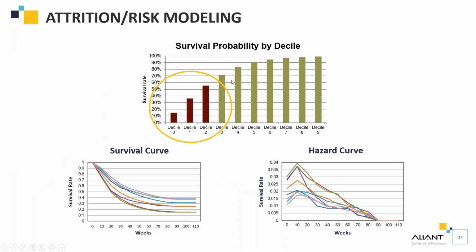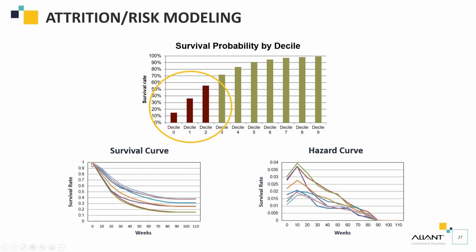All right, just to quickly touch on attrition and risk modeling. This is a survival probability decile. So deciles are simply your scored and ranked universe broken up into 10 equal pieces. Now, this is the audience we would want to target here. What these graphs down here represent are the survival curve and the hazard curve for multiple different segments, each color down here representing a different segment, right?